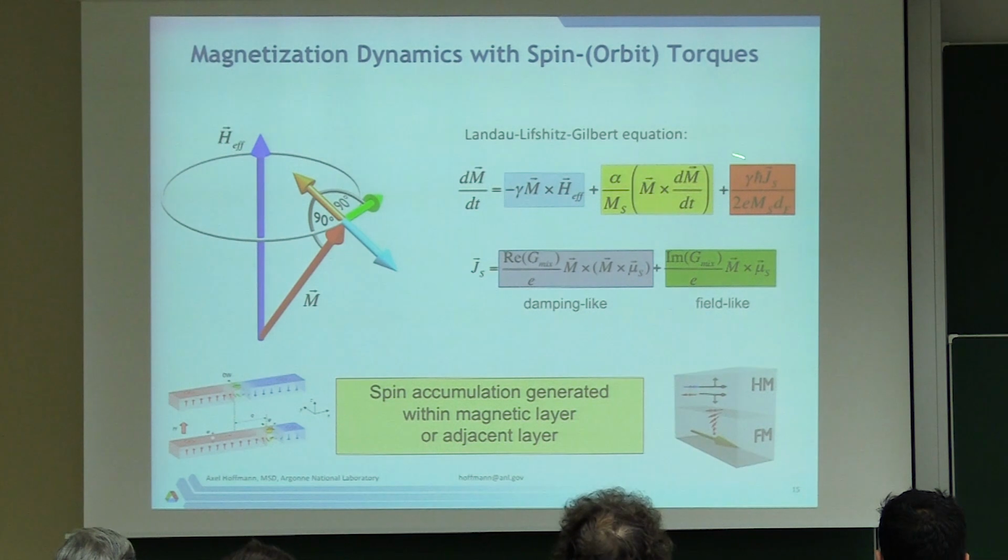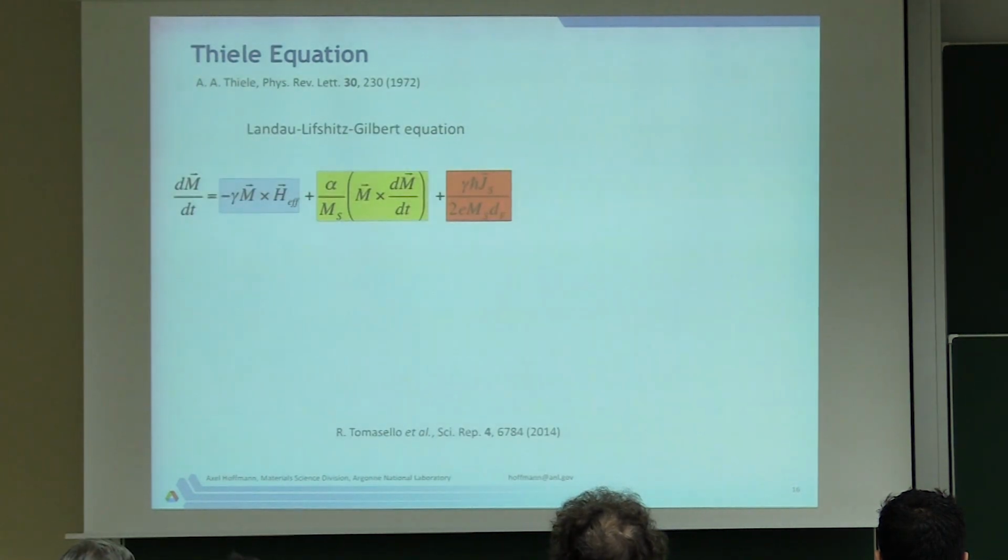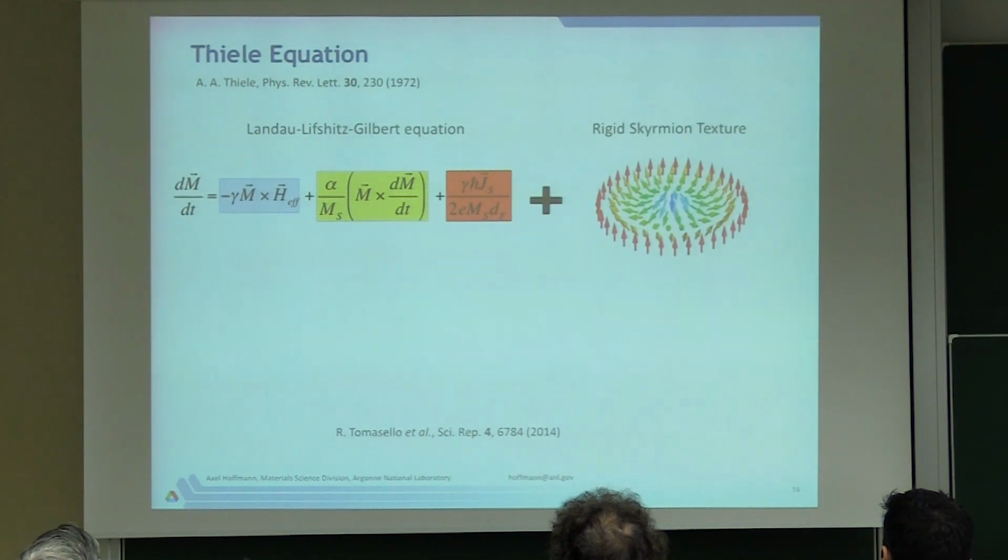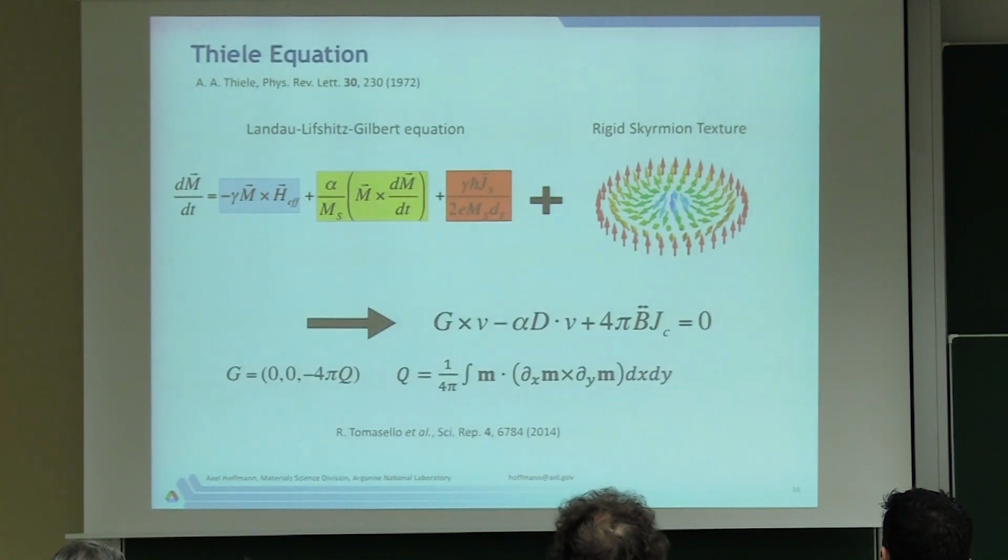Now, once you have this equation, you can describe the motion of skyrmions using it. One way to do this is by using the so-called Thiele equation. You get the Thiele equation by using the Landau-Lifshitz-Gilbert equation and adding a rigid magnetic structure that you're interested in, let's say a magnetic skyrmion. If you do this, you get a new equation that looks like this, and this is known as one variation of the Thiele equation. There are lots of other variations.